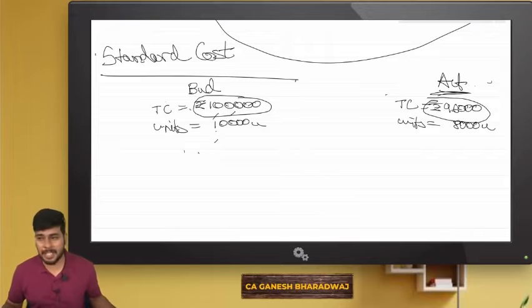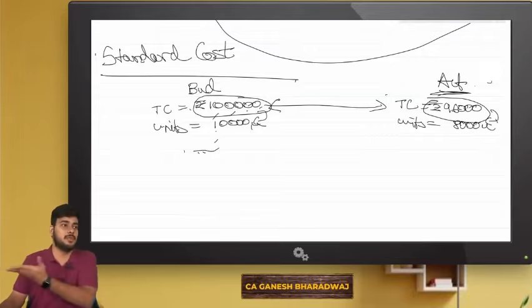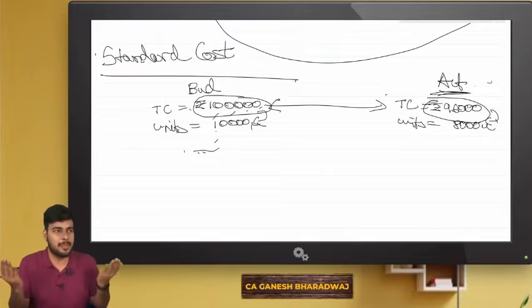Can you compare this 1 lakh with 96,000? Definitely not. Why? This 1 lakh is for 10,000 units, and this 96,000 this fellow has incurred for just 8,000 units. Are these two comparable?